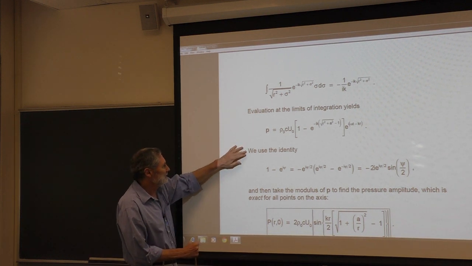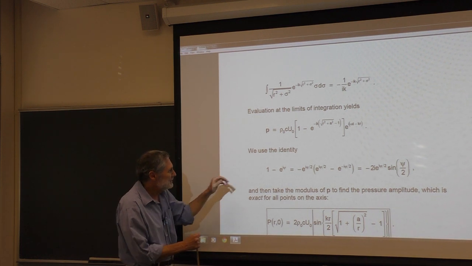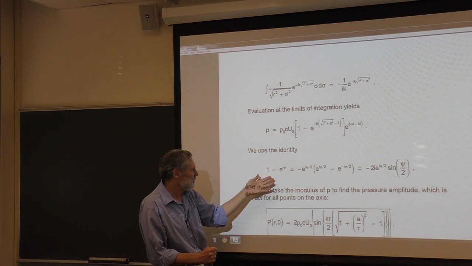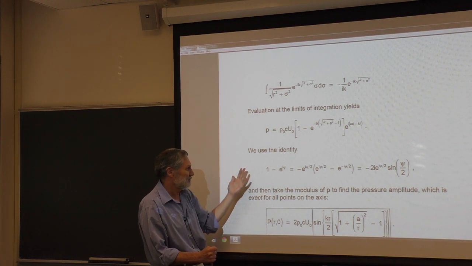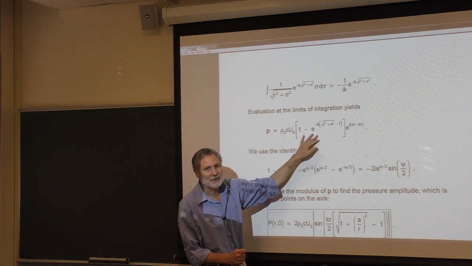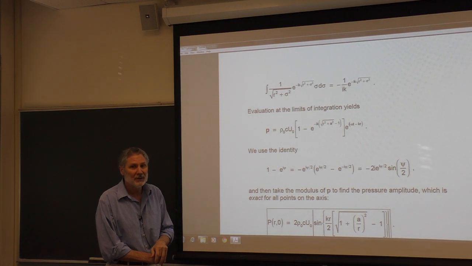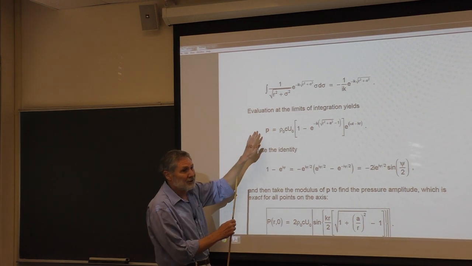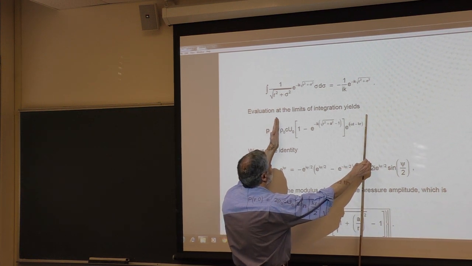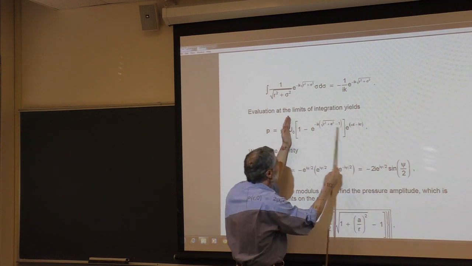I'm going to edit this a little bit. Now it's convenient to use an identity here. And the reason it's convenient, this is simple, but you may have never seen it before. I don't think I had. We can rewrite this expression right here. And the reason we're doing it is we want to get the pressure amplitude, right? The pressure amplitude is going to be the modulus or magnitude of this. This is easy. The magnitude of this is just 1. But what's the magnitude of that?